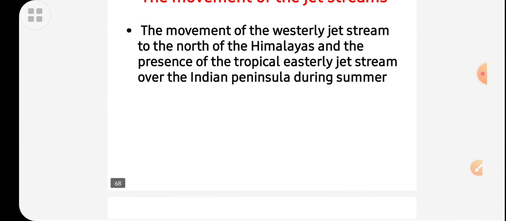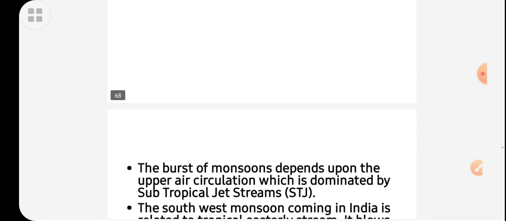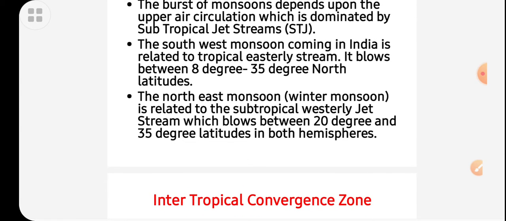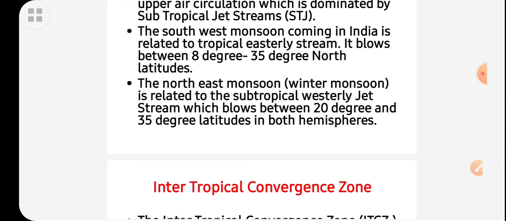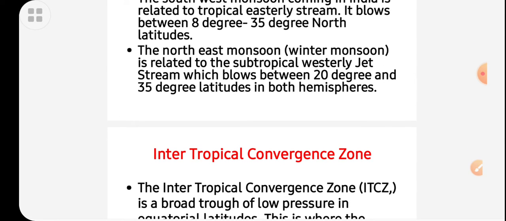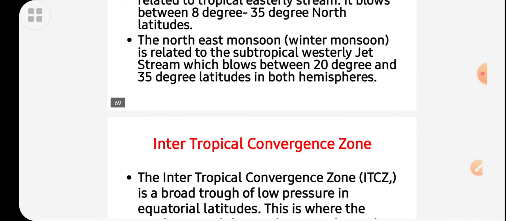So here, the movement of the jet stream we have seen, and the burst of monsoon depends upon the air circulation dominated by the subtropical jet stream. And the southwest monsoon coming in India is related to the tropical easterly jet stream. It blows between 8 degree and 35 degree north latitudes. And the northeast monsoon, the winter monsoon, is related to the subtropical westerly jet stream, which blows between 20 degree and 35 degree latitude in both hemispheres.